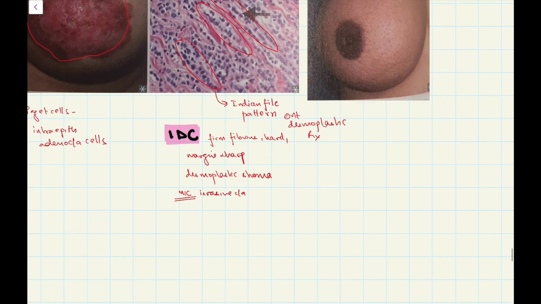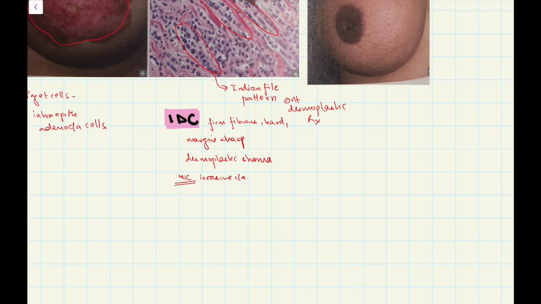Next is medullary carcinoma. So here there are large anaplastic cells that grow in sheets, and it is associated with lymphocytes and plasma cells. It is basically a well circumscribed tumor, and the differential for medullary carcinoma is a fibroadenoma.